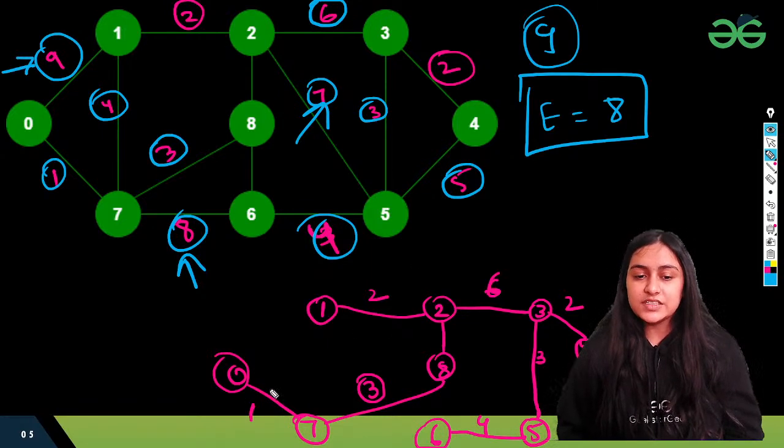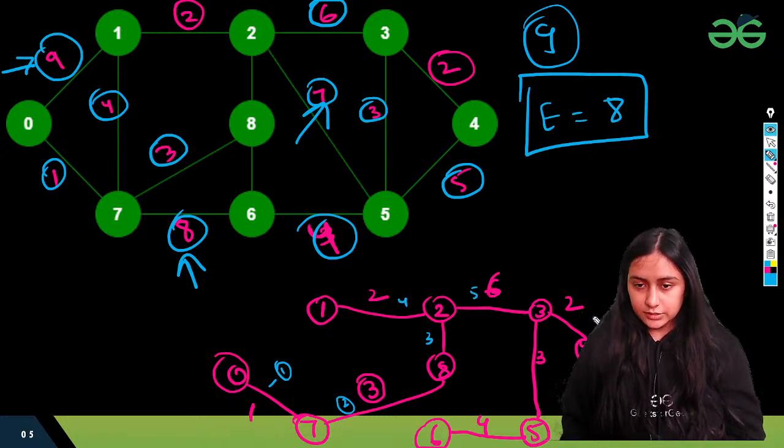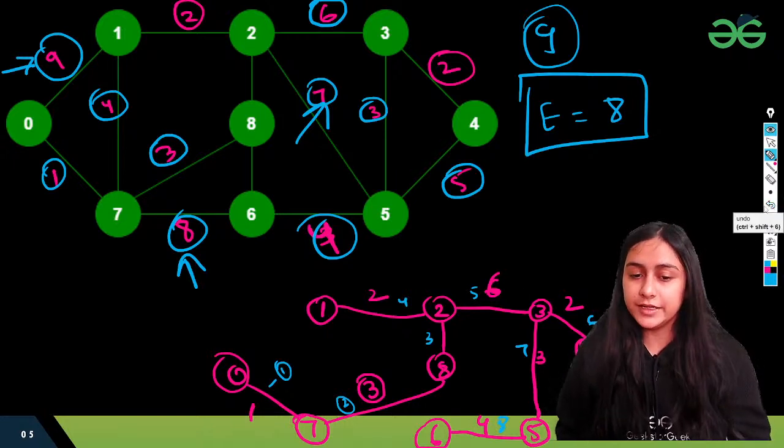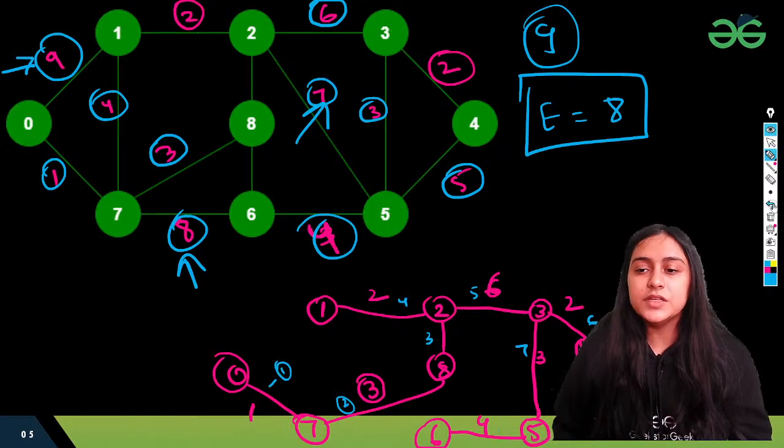Okay, so if you see, let's count the edges. 1, 2, 3, 4, 5, 6, 7, 8. So we have already made 8 edges. हमने 8 edges already create कर लिए हैं. That means this is the minimum spanning tree of this graph.